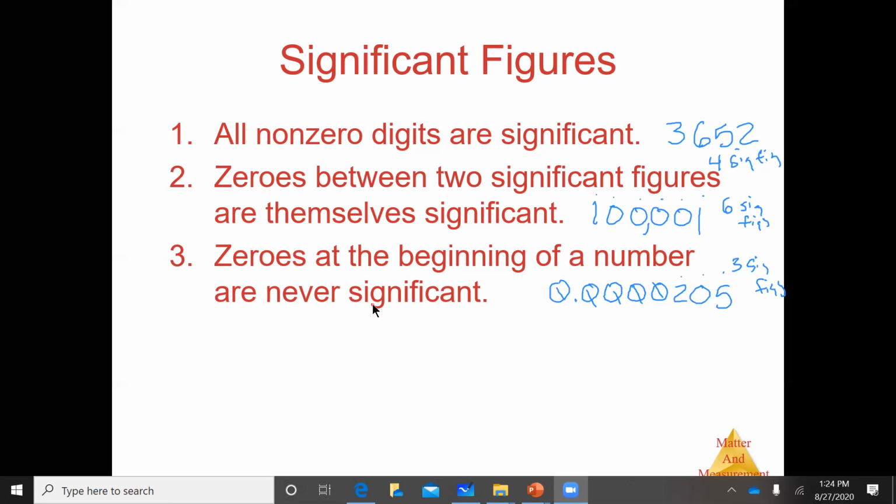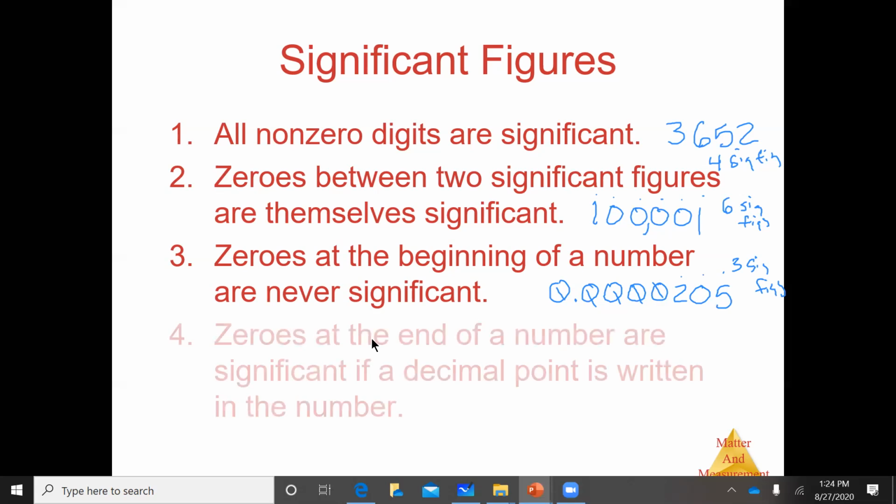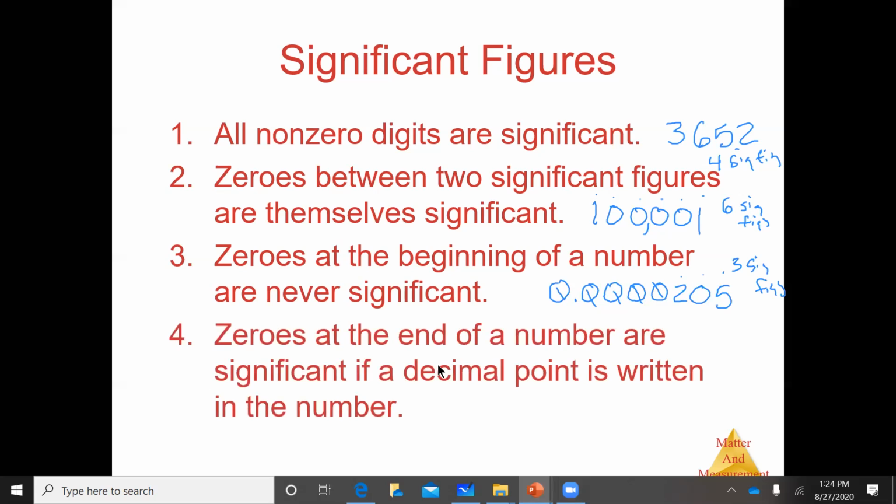Next rule. Zeros at the end of a number are significant if a decimal point is written in the number. So if you're seeing a decimal and you're seeing zeros after the number, we are going to go with significant. Let's do an example of that.